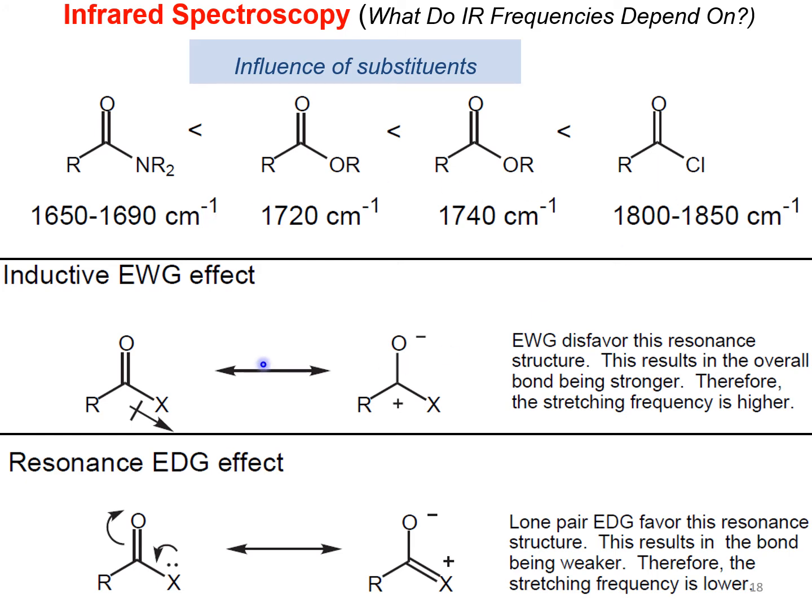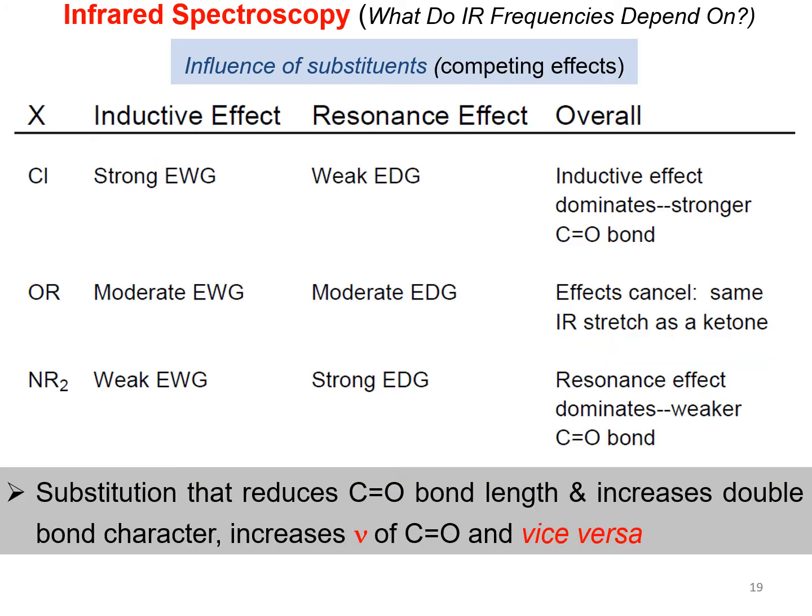So the inductive effect, or electron withdrawing effect: electron withdrawing groups disfavor the resonance structure. The result is the overall bond being stronger, therefore the stretching frequency is higher. With the resonance effect, the electron donating effect, the lone pair of electrons favor the resonance structure. This results in the bond being weakened, therefore the stretching frequency is lower. These two are basically competing with each other at the same time.